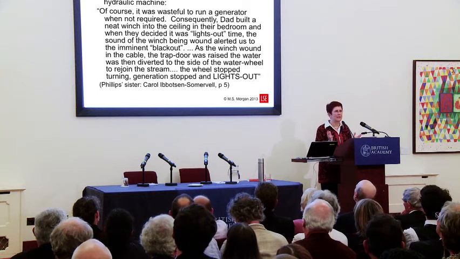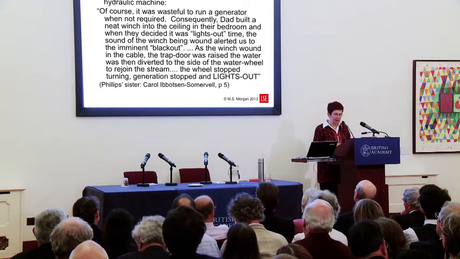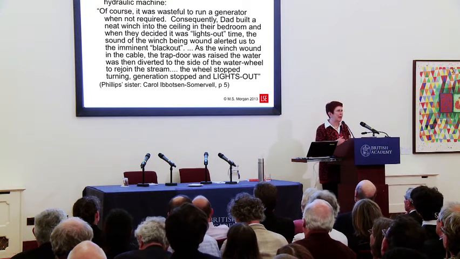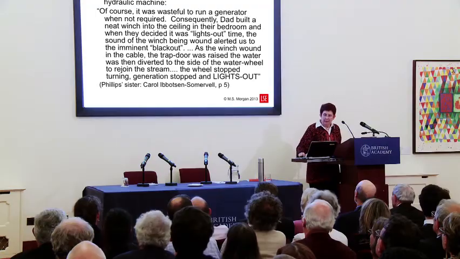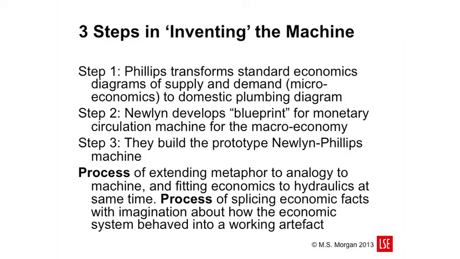So we have these two individuals, right, who've grown up with very different experiences, coming together, making friends at the LSE, spending time with each other, going on walks, going to the theatre, and meeting over the refectory table and whatever. They invent the machine together. And there's three important steps here. Phillips transforms the standard economics demands of supply, which I just showed you, to domestic plumbing. I'm going to show you these three steps.